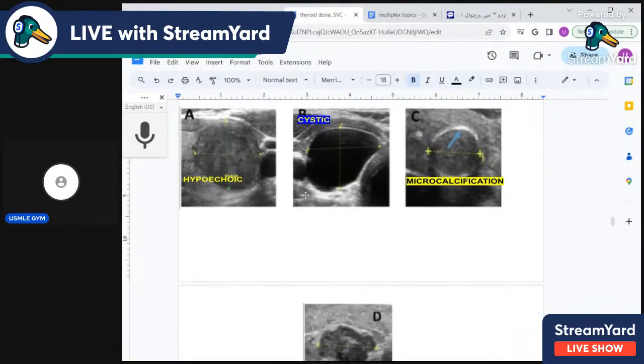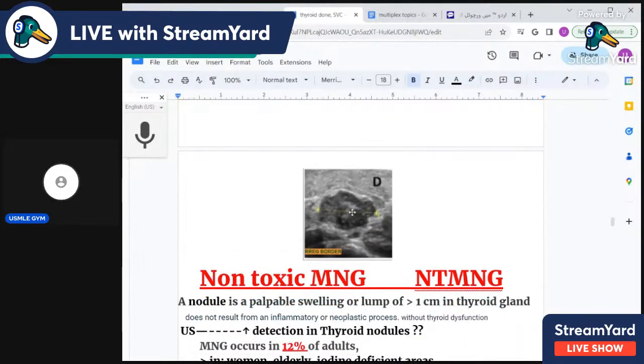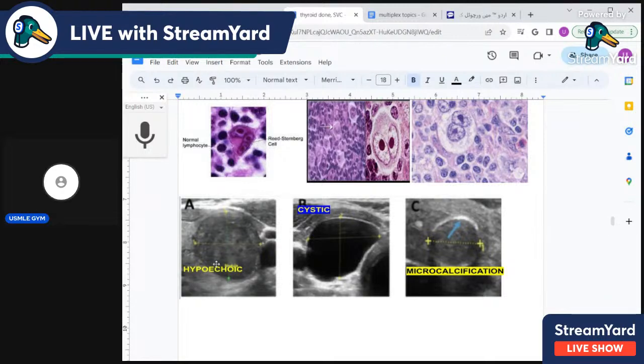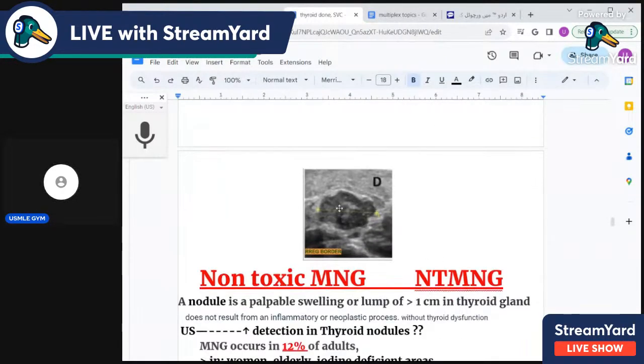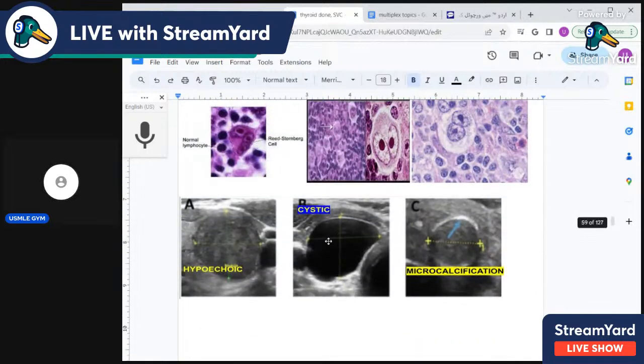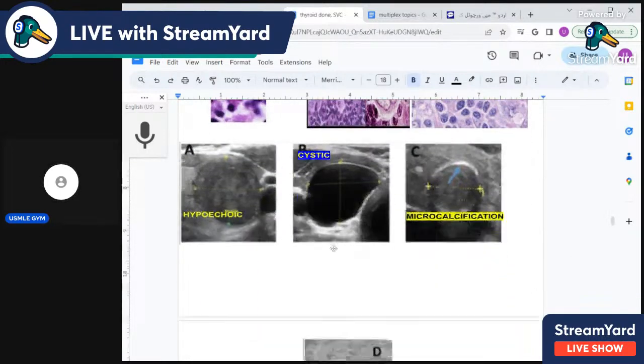Now, these are the features in ultrasound: hypoechogenicity that appears on malignant nodule, and microcalcification and irregular border. So these are the hypoechogenicity, microcalcification, and irregular borders. And this is a cyst, which is jet black in color, cystic appearance.